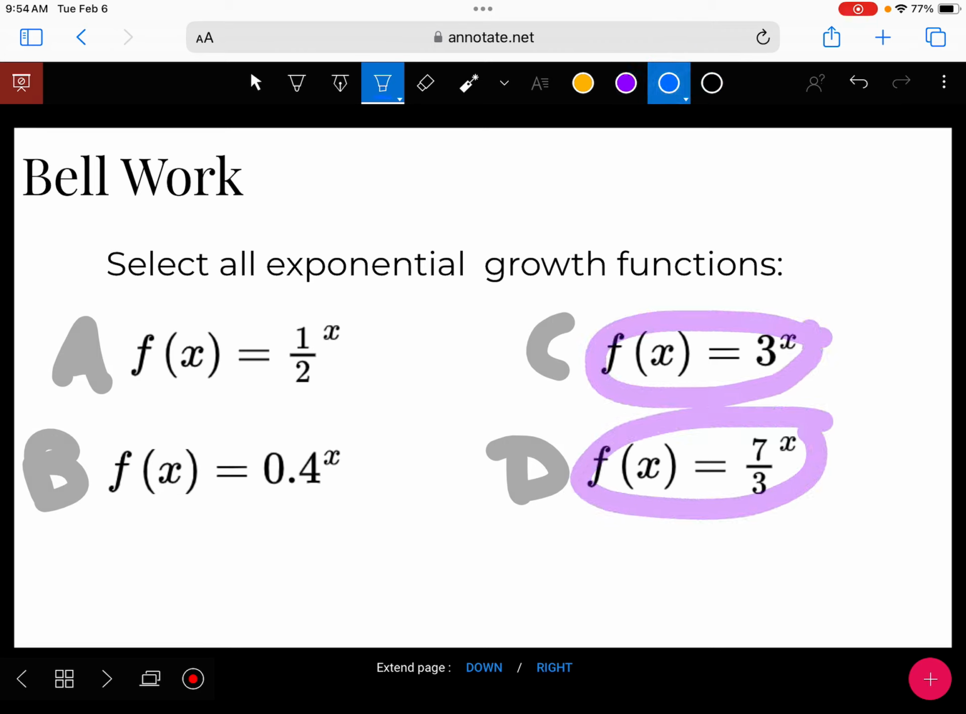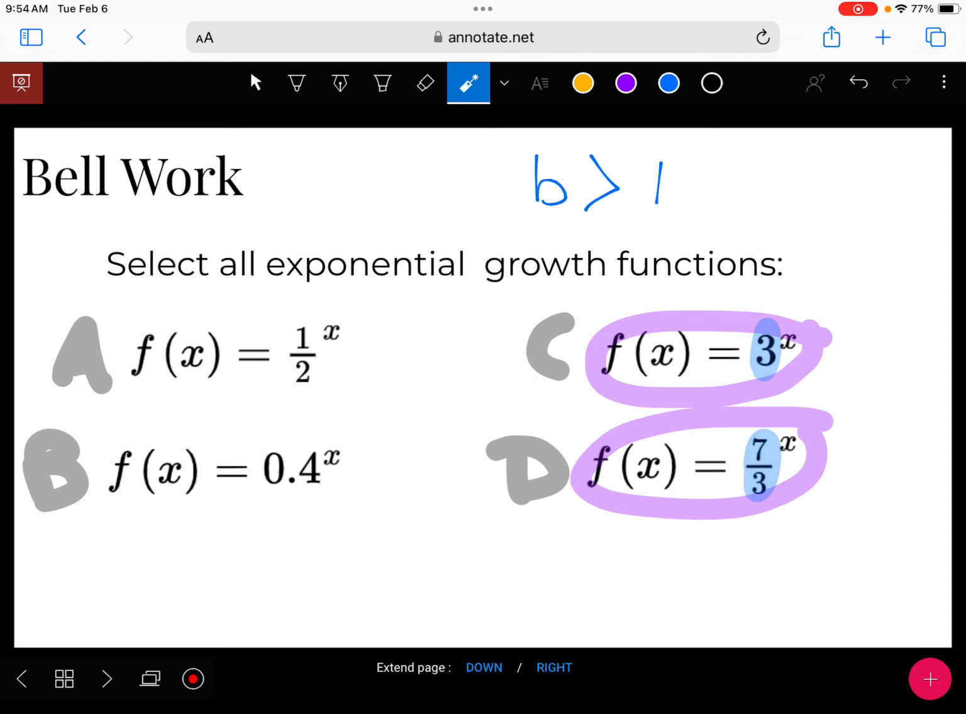We can tell because these bases are bigger than 1. That's what it means for it to be growth. Our base is bigger than 1. It doesn't matter that this is a fraction. It's allowed to be a fraction. It's the fact that it's bigger than 1 that lets us know that this is growth instead of decay. Okay? That's all we had to do on it. Just circle the 2.